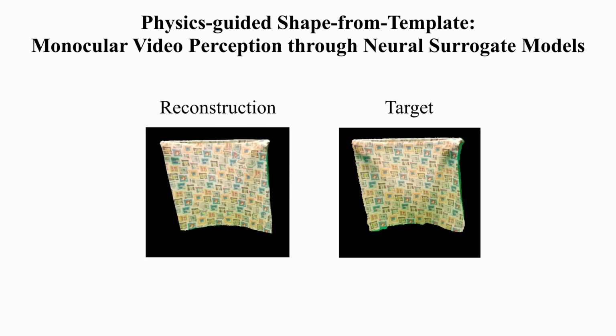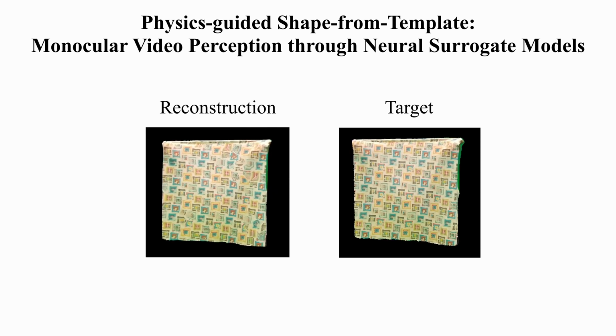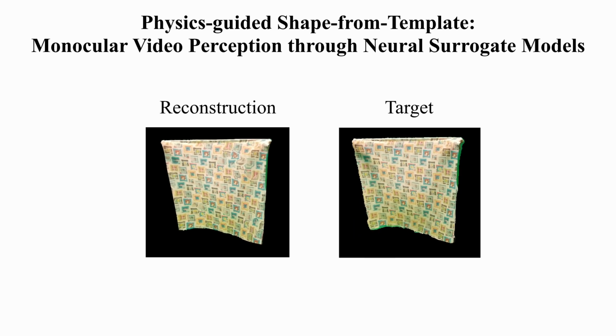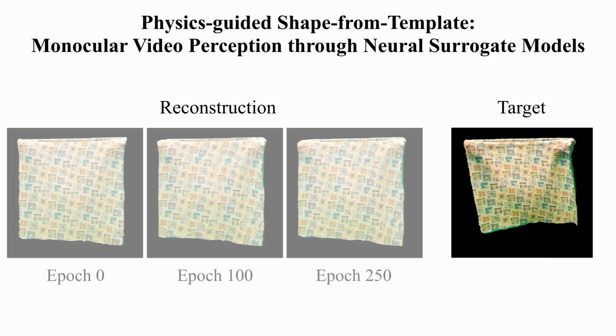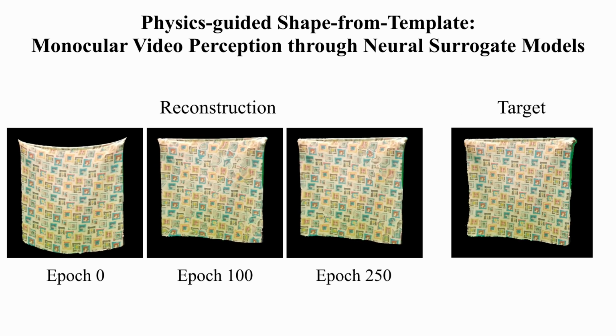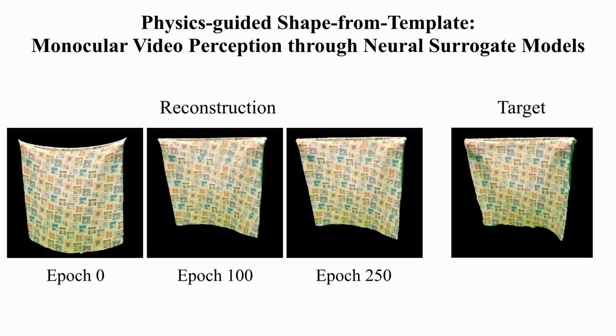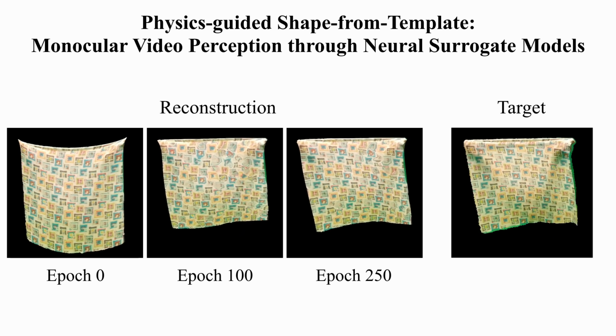Then, rendered images are computed by a differentiable rasterizer and compared to the target images. The differentiability of all parts makes it possible to employ a gradient-based optimization scheme in order to achieve high-quality reconstructions.